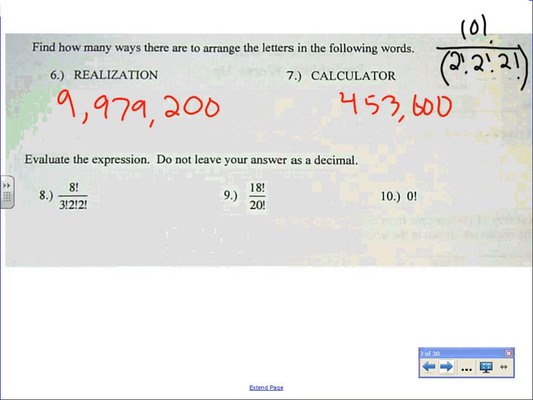Okay, Alexis, number 8. Good. Ben, number 9.